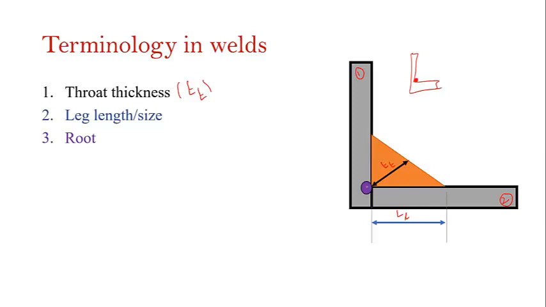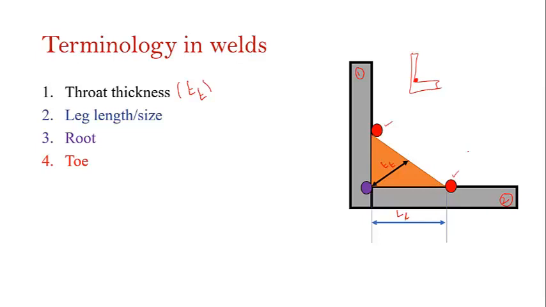And the last one is the toe. Toes are the ones you find at the extreme ends of the welds. These are the two extreme ends of the weld. That means beyond the toe, you don't find any weld material. So the toe is the place where the weld ends. You have two toes, one at the bottom and one at the top. So these are the four terminologies available in welded connections.